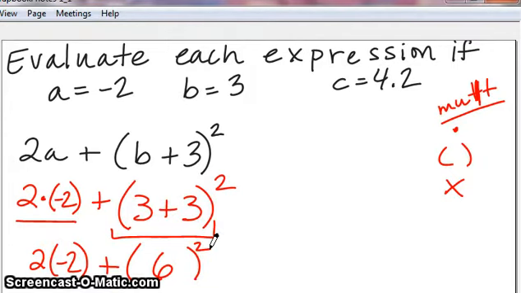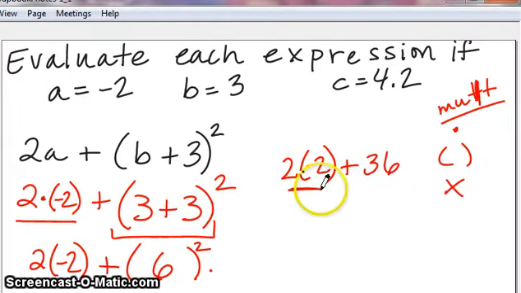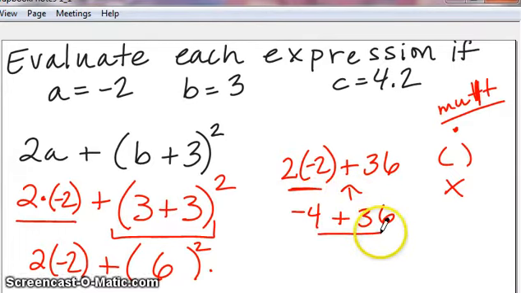That is equivalent to 2 times negative 2 plus, I have 6 squared. 6 squared means 6 times 6, that's 36. I am now needing to know whether I do multiplication or do I do addition. I do multiplication, I have negative 4 plus 36. And lastly, I do my addition, so I have 32. That's my answer.